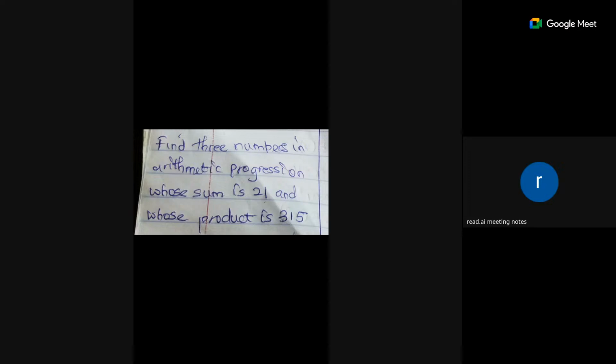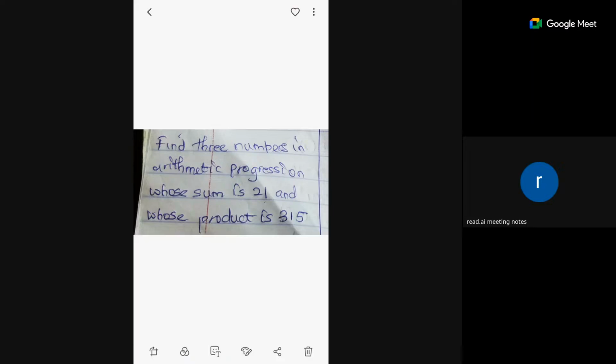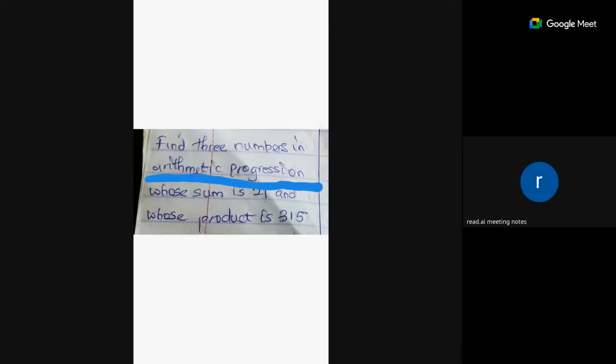They did not really give us the numbers, they just said find three numbers in arithmetic progression. But this statement already has made us know that we are coming from arithmetic progression. That's where we are coming from. So I know that what I want to do will be a linear process, and I know how to do it.